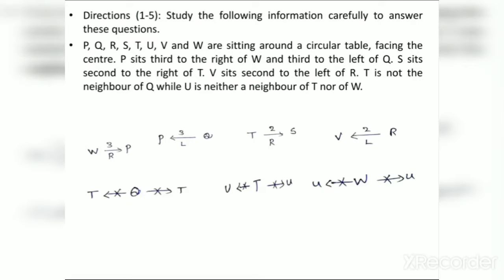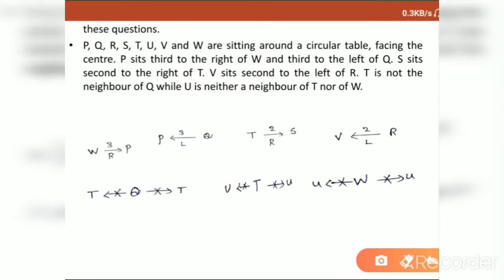Study the following information carefully to answer these questions. If you are able to solve the information for this problem, you can solve 5 questions. Now what's the information given? P, Q, R, S, T, U, V and W. So 8 members are sitting around a circular table. So it is a circular arrangement, facing the center. So the direction is towards the center. How many are there? 8 people are sitting there.